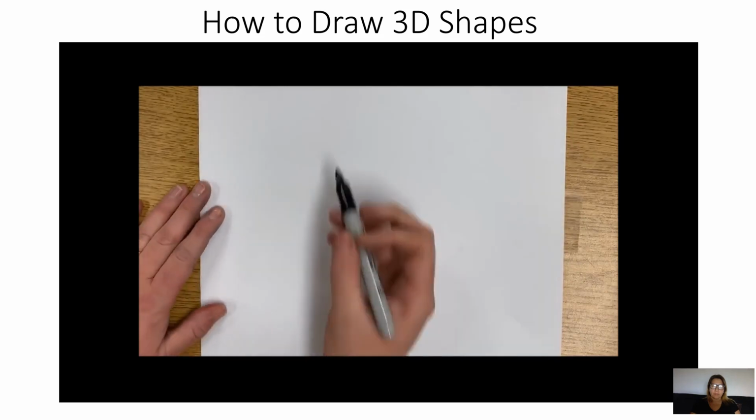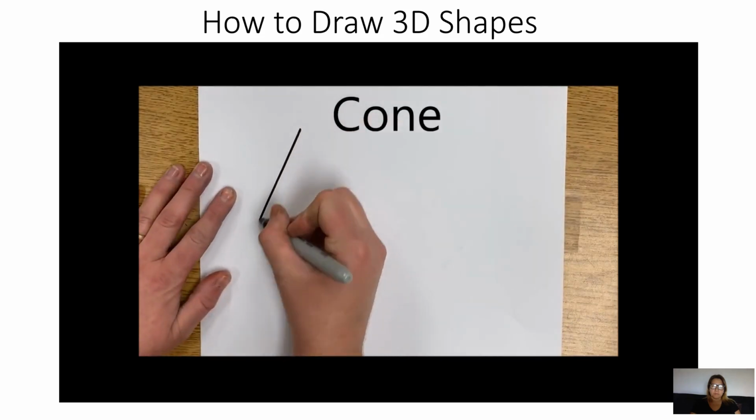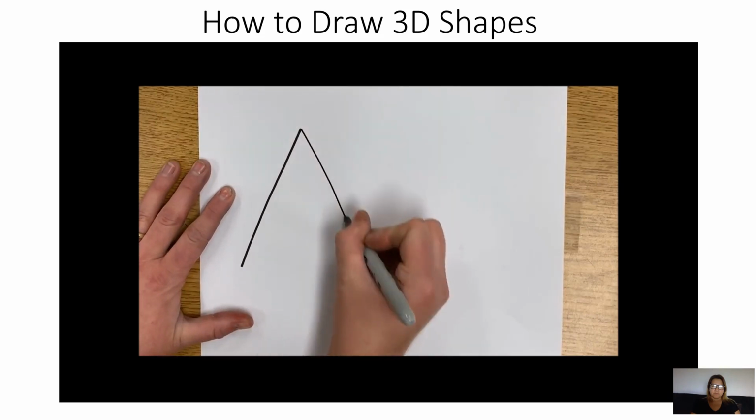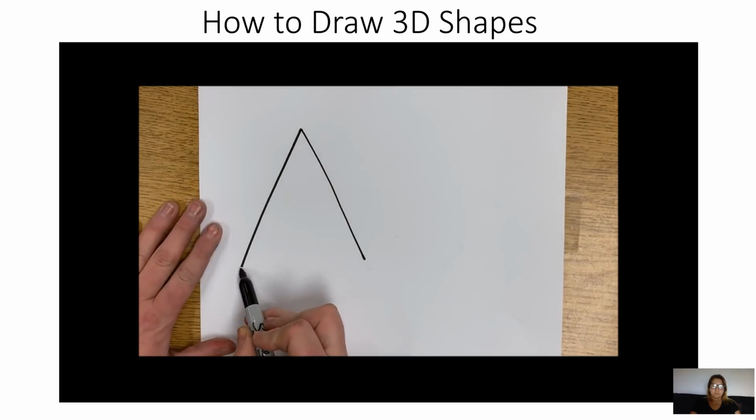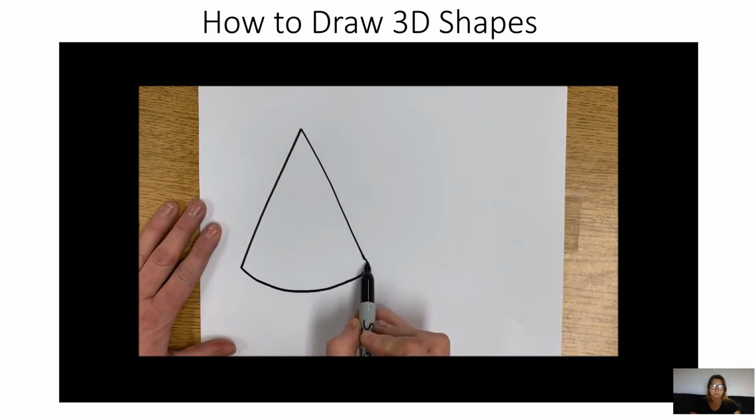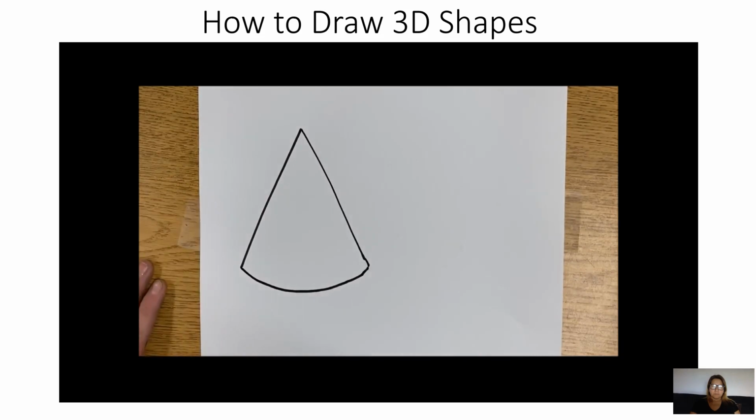Next, we're going to draw a cone. A cone starts off with a capital A, or the top of a triangle. And to make the bottom of a solid cone, you simply make a big smile line that's curved and meets from one edge to the other.